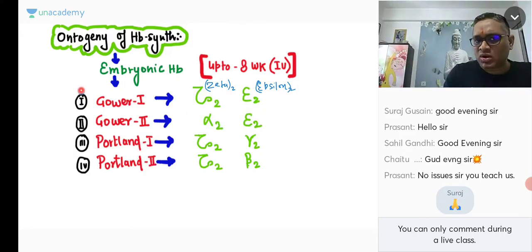Now you can see the order: first will be Gower 1, then Gower 2, then Portland 1, then Portland 2. Gower 2 is alpha 2, epsilon 2. Portland 1 is zeta 2 and gamma 2. Portland 2 is zeta 2 and beta 2. Zeta is looking like a jalebi, so like that I told you, you can remember. Jalebi jaisa dikha, so wo zeta chain hai, zeta 2. Zeta 2, beta 2, so Portland 2 is zeta 2, beta 2.